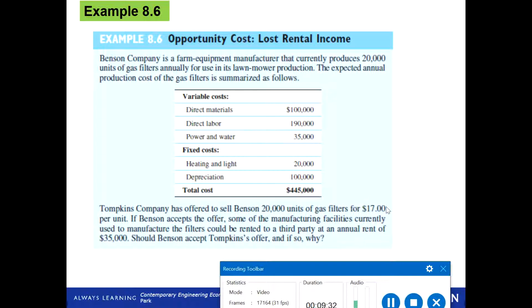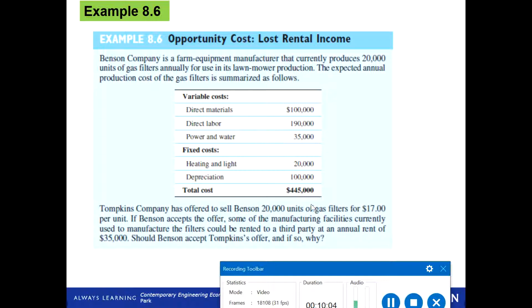Now see, a simple concept. First we will see what our per unit cost is, right? What is our per unit cost? Okay, and we compare it with the price. If our cost is more than this price, then we should purchase from them. If our cost is less than this, we should not purchase, of course.